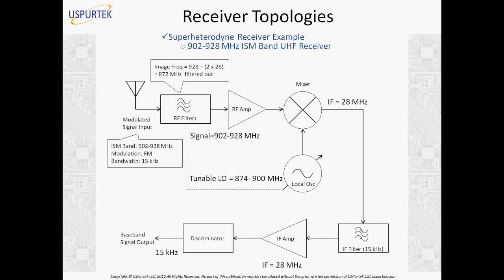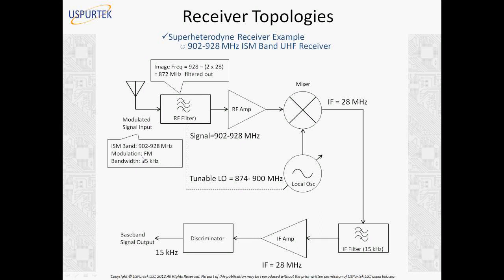Now this is for a frequency band of 902 to 928 megahertz ISM band UHF receiver. This is an amateur band and used in an unlicensed band, used for many mobile applications. Well, you see here that in the ISM band, the modulation is FM. The bandwidth around the carrier frequency is 50 kilohertz here.